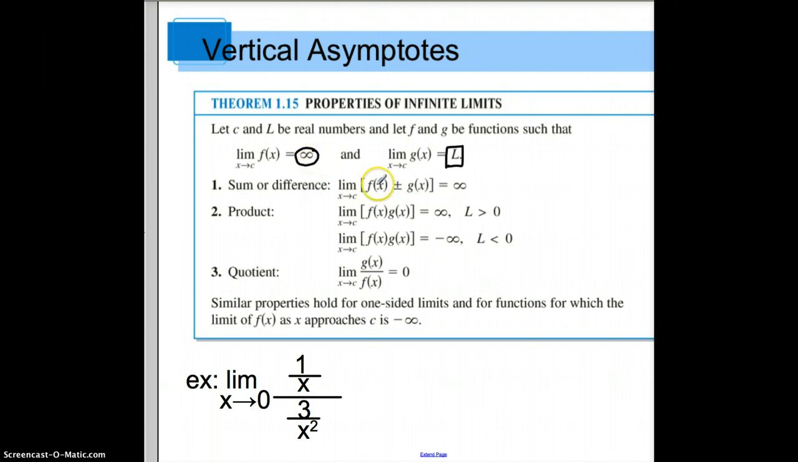So think about the limit of the function f plus g. So what we're thinking about is infinity plus a number. Like, what's infinity plus 2? That's still infinity. Or infinity minus 2. That's still infinity.